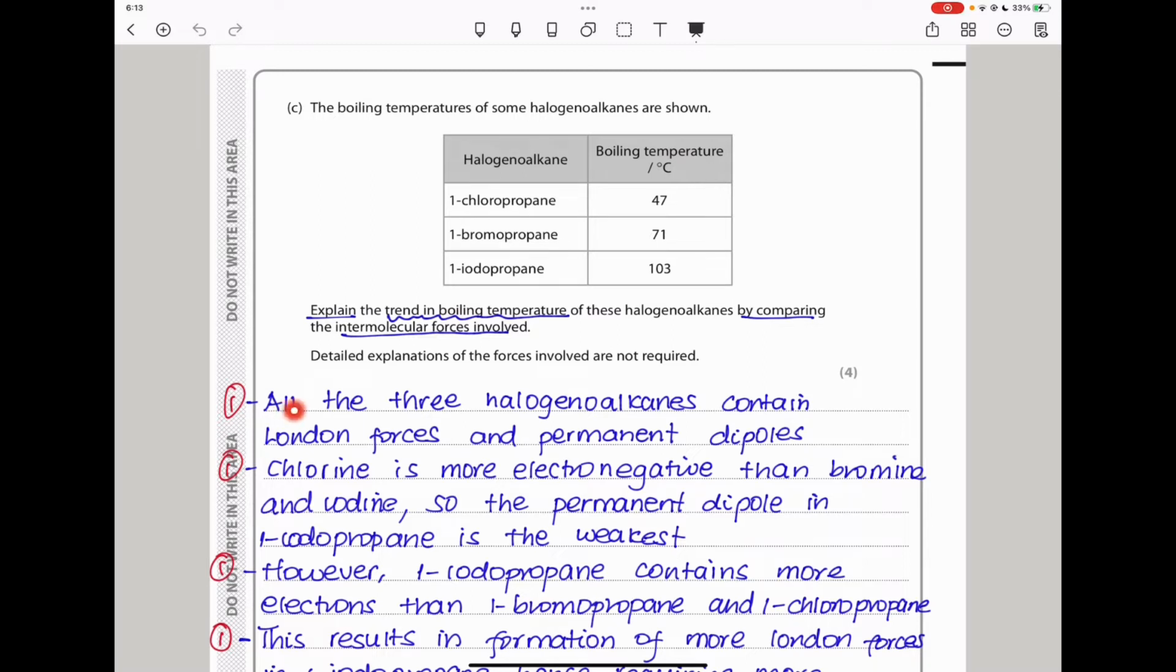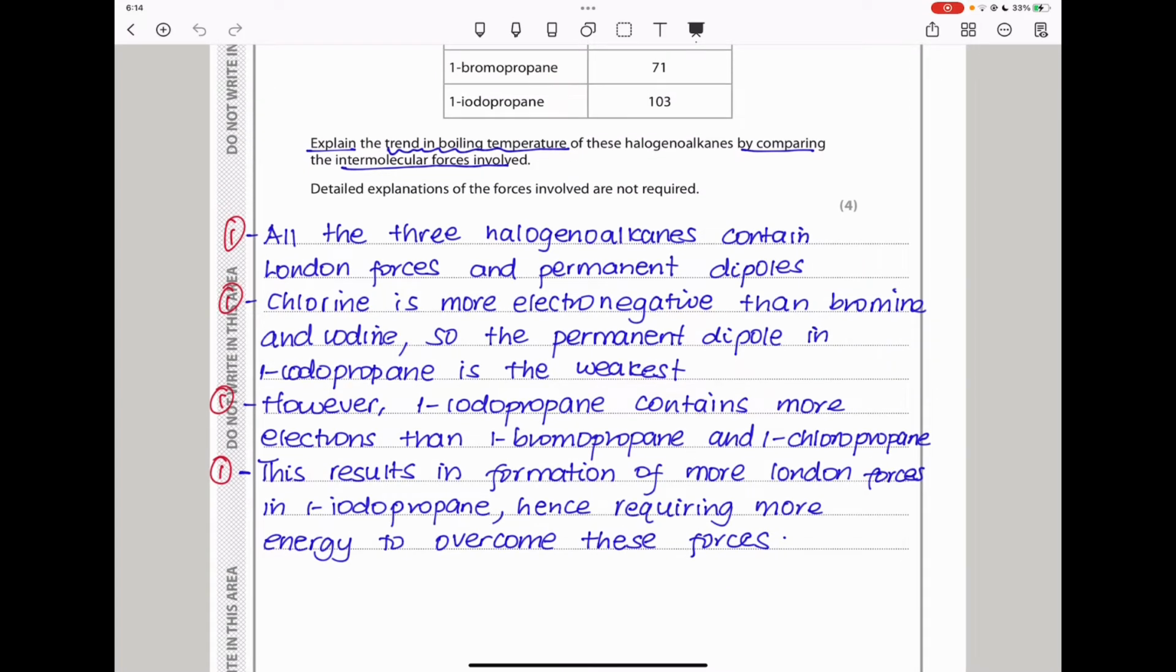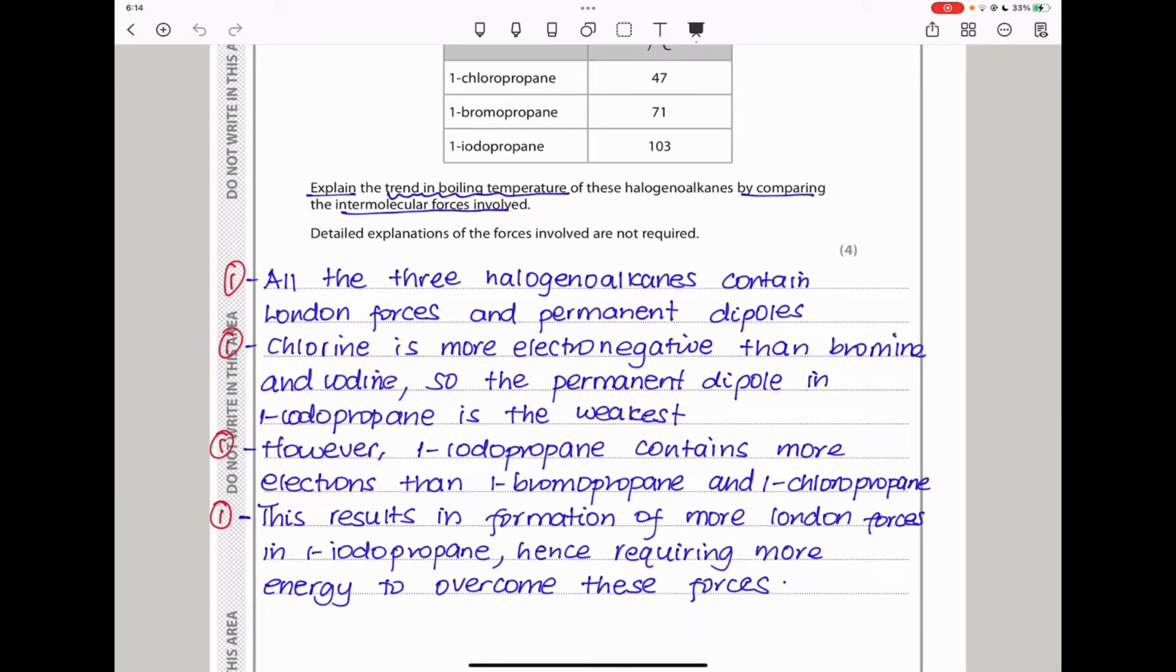So here I said all the three halogenoalkanes contain London forces and permanent dipoles. Chlorine, being more electronegative than bromine and iodine, makes its permanent dipoles stronger, and the permanent dipoles in iodopropane the weakest. So that point also earns your mark. Then I said, however, iodopropane contains more electrons than 1-bromopropane and 1-chloropropane, and this is going to lead to stronger London forces in 1-iodopropane in comparison to the others, and there will be more energy required to overcome these interactions, meaning the London forces, and therefore 1-iodopropane has a higher boiling point in comparison to 1-chloropropane and 1-bromopropane.